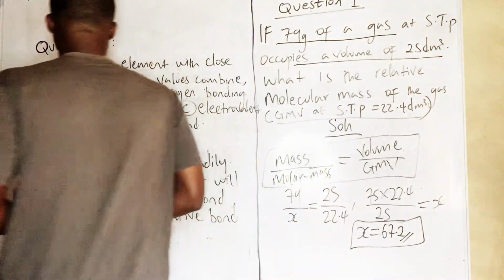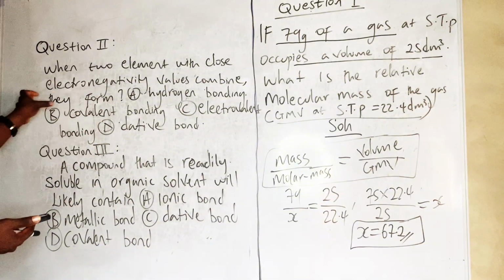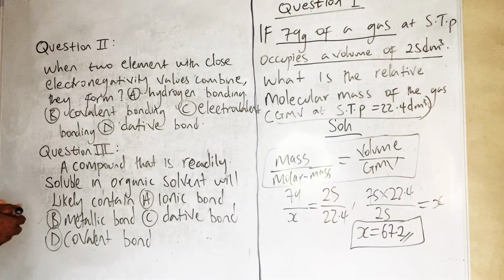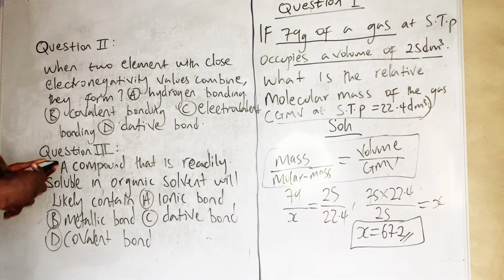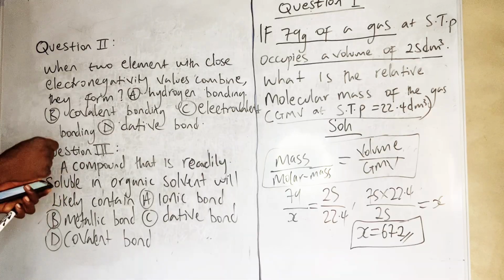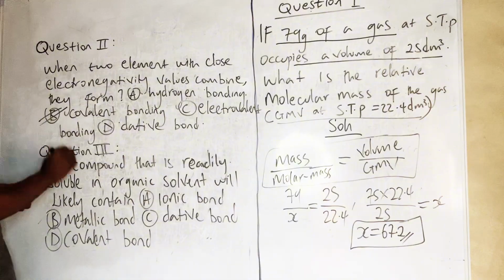Okay, the next question is on chemical bonding. Now, the next question says, when two elements with close electronegativity values combine, they form a type of bond. In the bonding video that I'm going to drop very soon, I'll tell you that when two elements with close electronegativity difference combine, the type of bond formed is called covalent bond.